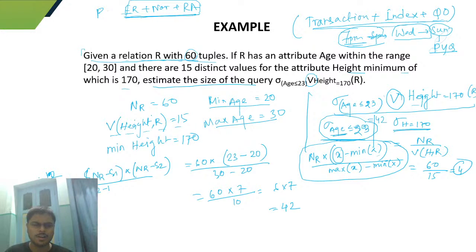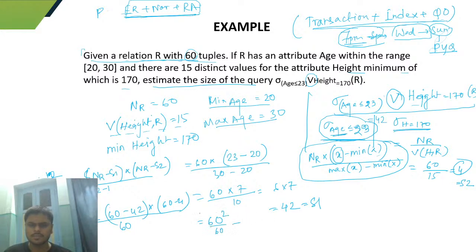Okay, so what is our nr? nr is nothing but 60, so it is 60 minus, S1 is how much? 42. So this is S1 and this is S2, into 60 minus 4, divided by, it is actually 60. So you can think of it like 60 minus 60 minus 42, which is 18, into 56, divided by 60.